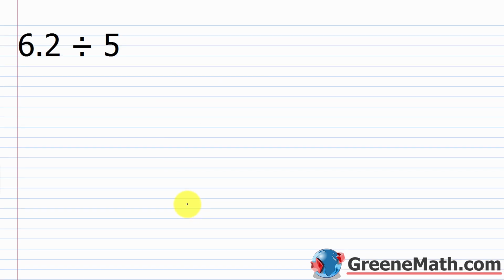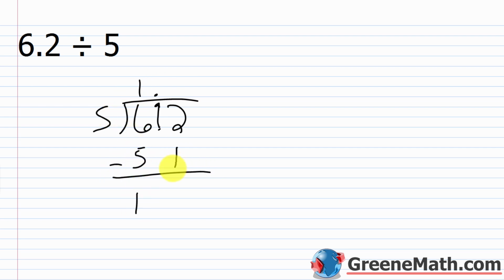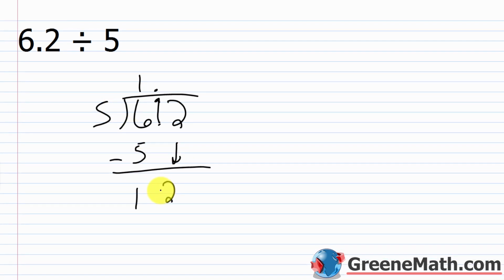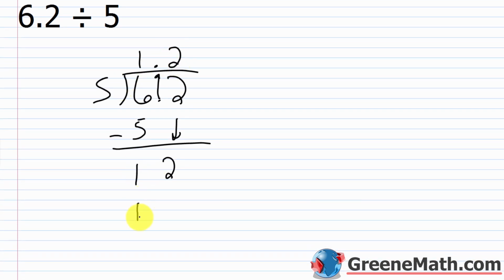Let's try another one. Let's say we had 6.2 divided by 5. We already have a decimal point here, so let's bring that up into the answer. And let's divide. 5 goes into 6 once. 1 times 5 is 5. Subtract and you get 1. Bring down the 2. 5 goes into 12 twice. 2 times 5 is 10. Subtract and get 2. So we're not going to say that we have 1.2 with a remainder of 2. We're going to continue the division.